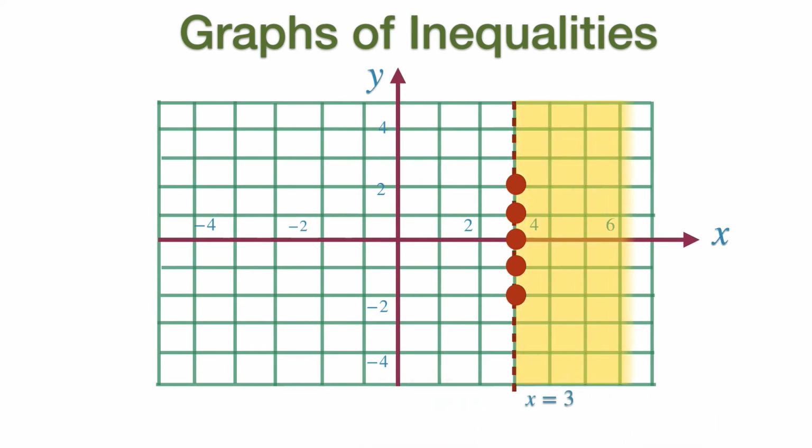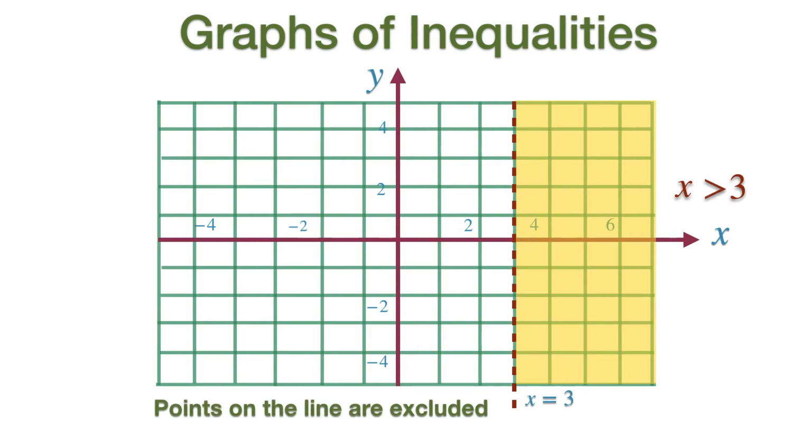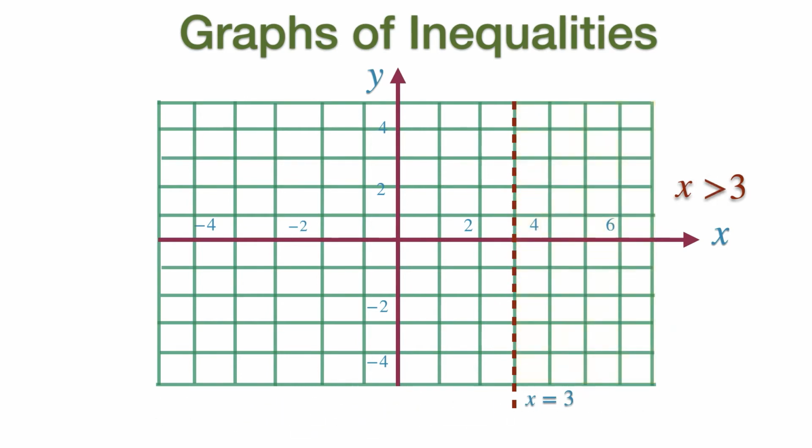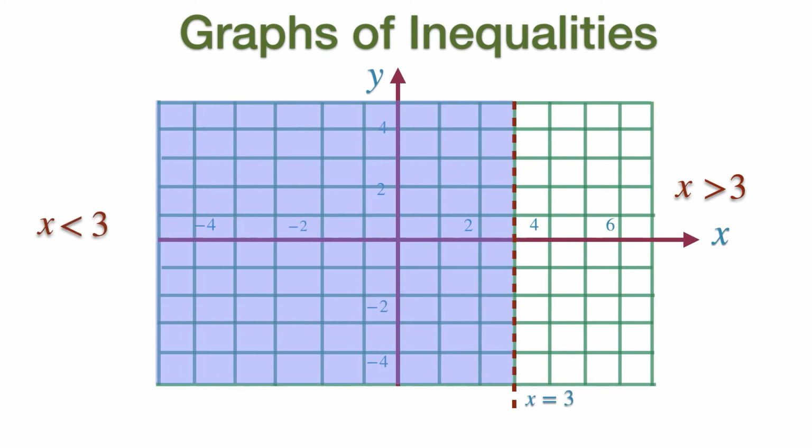If, however, you want to show the region x greater than 3, then we replace the solid line with a broken line to exclude the points at x equals 3. Similarly, x less than 3 refers to the area to the left of the line, and points on the line itself are excluded.